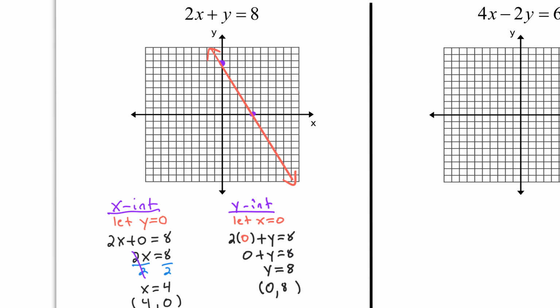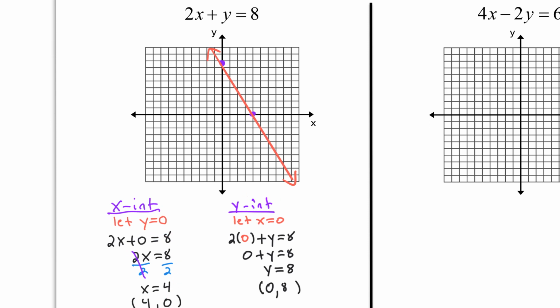A couple things that I want you to notice. I didn't make a t-table. I just have the x-intercept and the y-intercept. I know the y-intercept is at y equals 8, and the x-intercept is at x equals 4. So that's all you need. This is a little bit faster than making a t-table. Now, I want you to notice something. When you solve for the x-intercept and the y-intercept, you don't really have to do all this work.